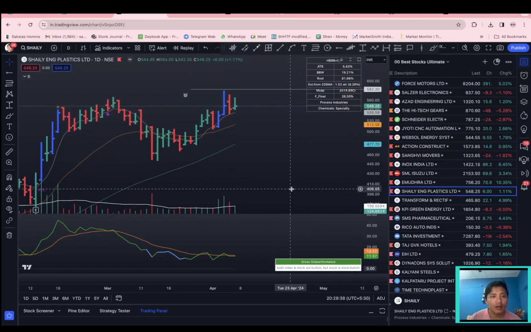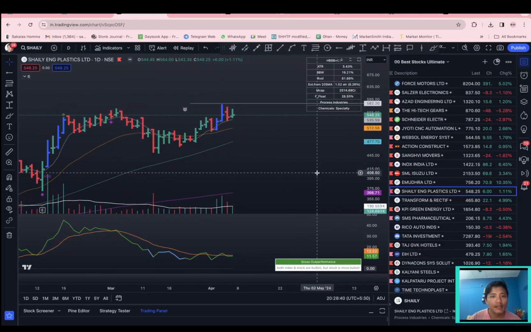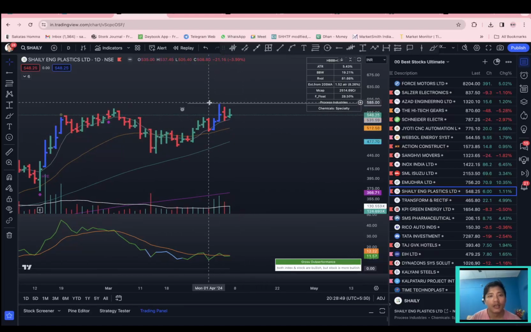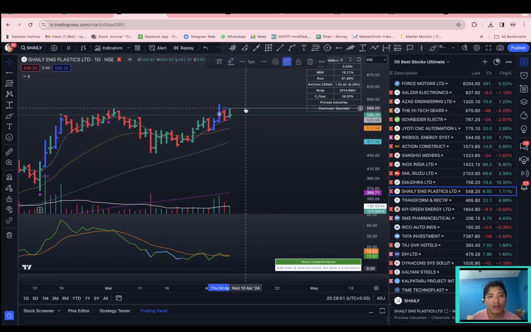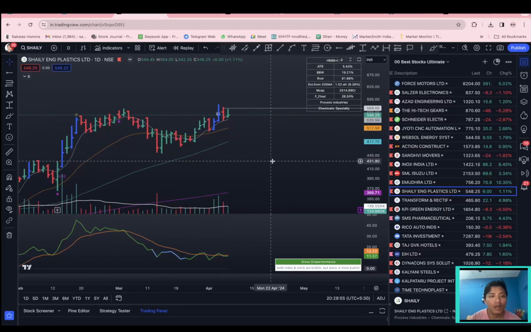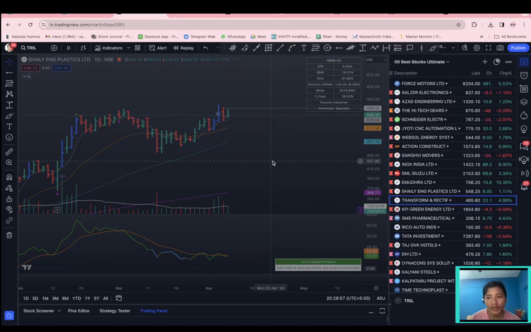Shaili is a very high probability name in my list. Why? Because this is also a big base. Okay, if you see this base, this is a big base. It's a cup-like thingy, and now the handle is sort of getting formed, right? You can even say that above this would be an entry, and I will agree to that, right? So Shaili is a good name.